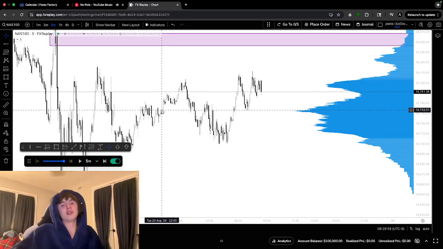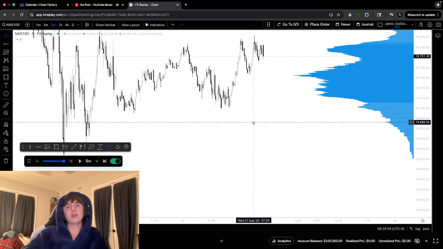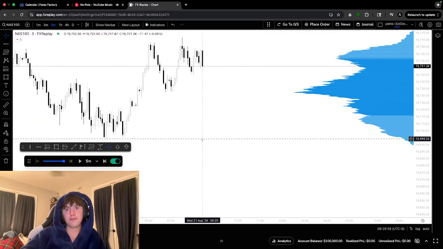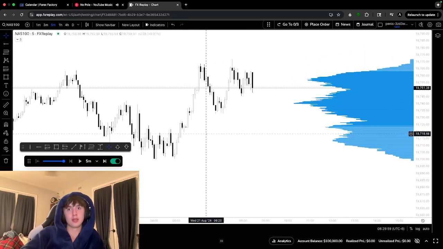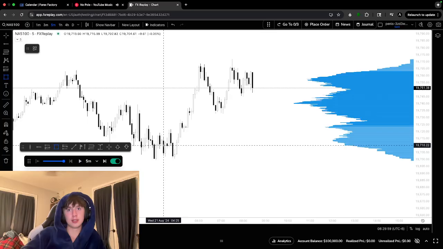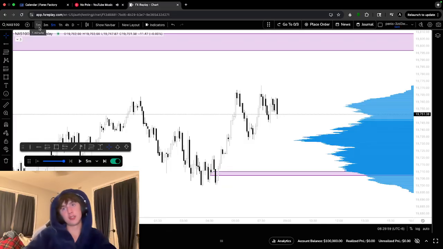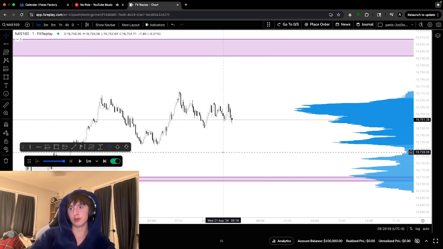Also, what I said earlier could be wrong. We could be bullish and just want to come down here and tap this bad boy right here. So just got to see what we're gonna do on market open right here.